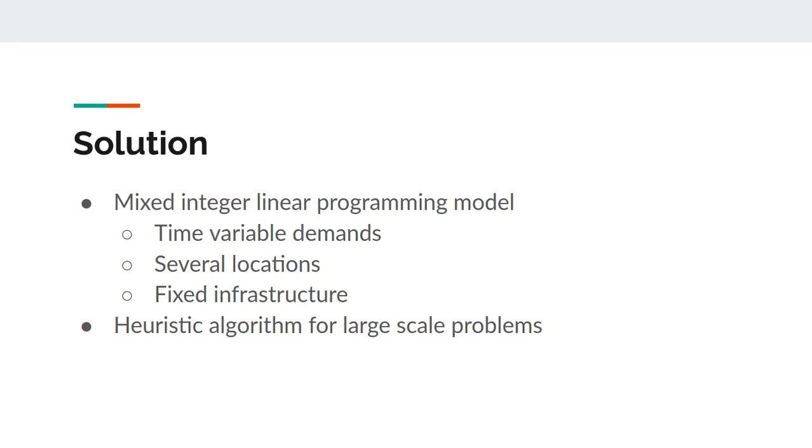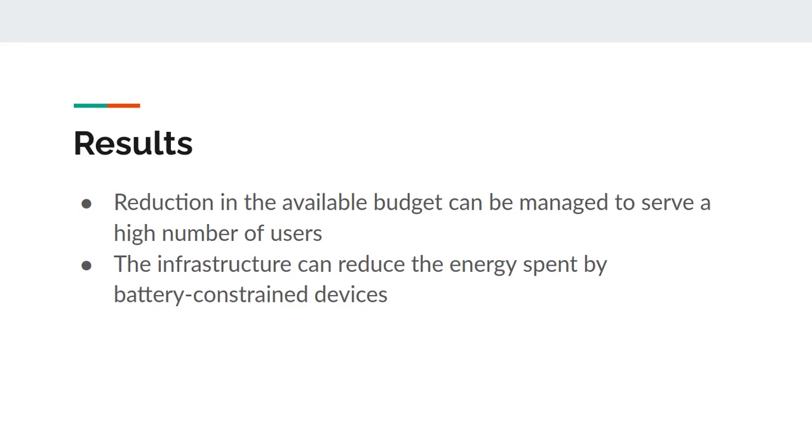We used a solver to obtain results, but for some scenarios, the number of variables and constraints is very high, so we also proposed some heuristic algorithm for these cases. And the results we have so far show that even when we reduce the available budget, so we cannot cover all the locations, we can still build a good infrastructure to serve most of the users, most of the mobile users.